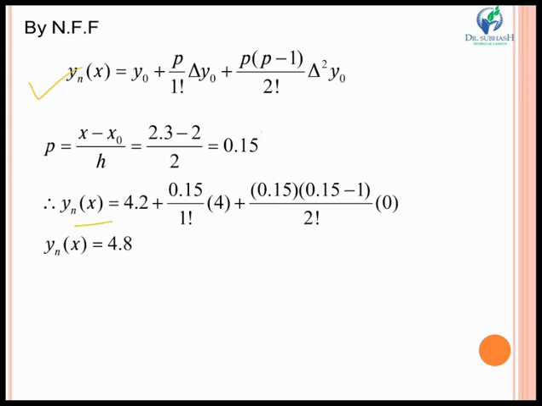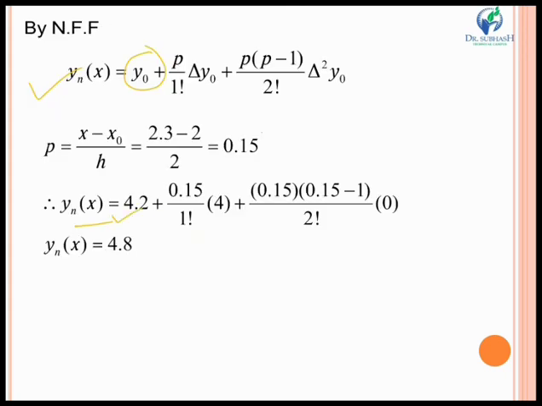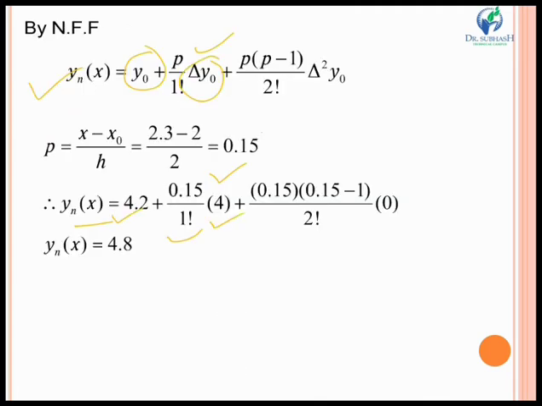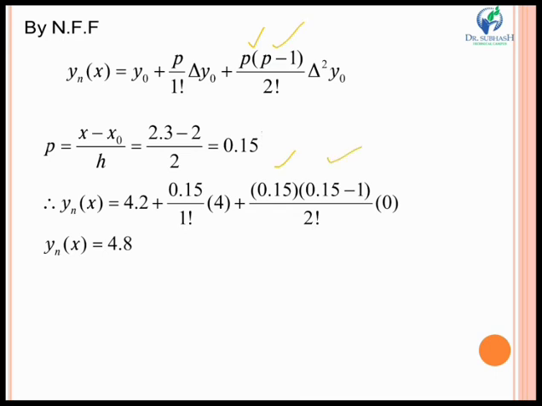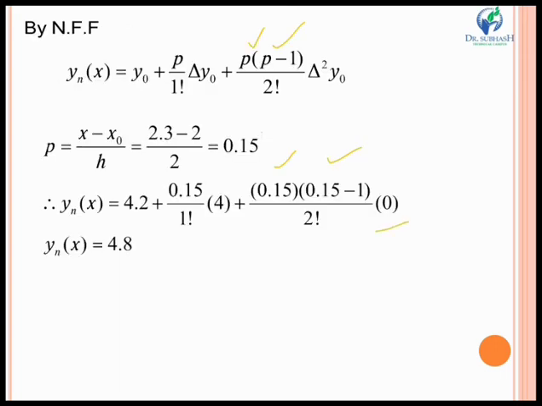Okay. Now we will start putting these values into the equation of Newton's forward formula. Now y_n(x) equal to, first value is y0. What is y0? 4.2. First value of y. Okay. Next we know that p is 0.15 upon 1 factorial. Delta y0 means you have to just check the first value, that is 4. Again we will put the value of p over here upon 2 factorial delta square y0. First value of delta square y, that is 0. On calculating this term, you get 4.8, which is the value at x equal to 2.3.